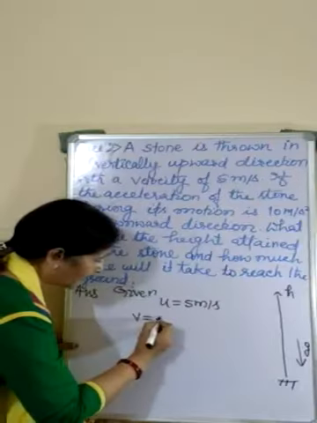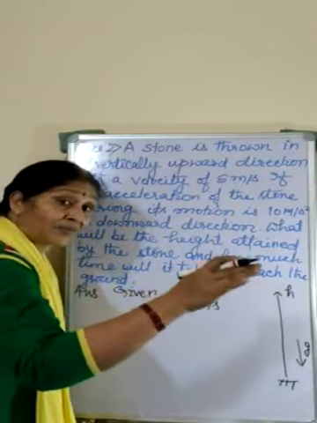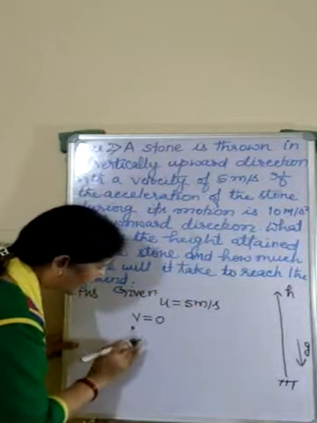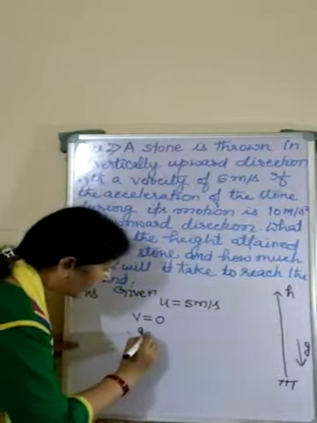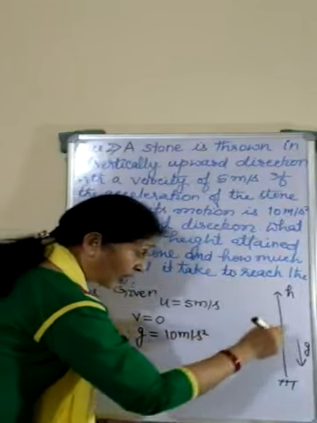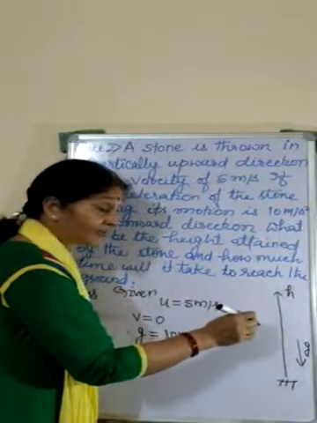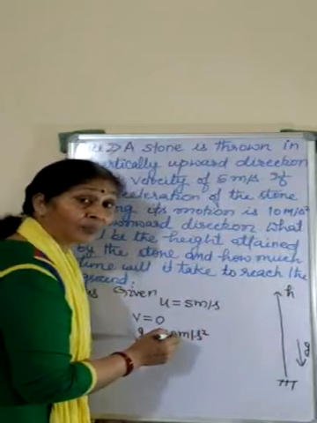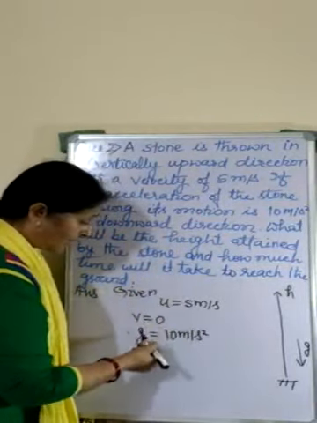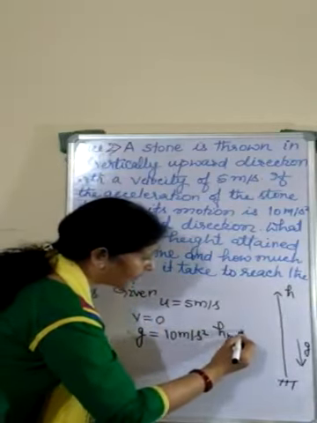Final velocity is 0 as the stone is attaining its maximum height. Time is not given. Acceleration is given as 10 meter per second square in downward direction. When the stone goes in upward direction, the value of g will be negative. Now we have u, v and g, and we have to find the displacement, that is the maximum height.